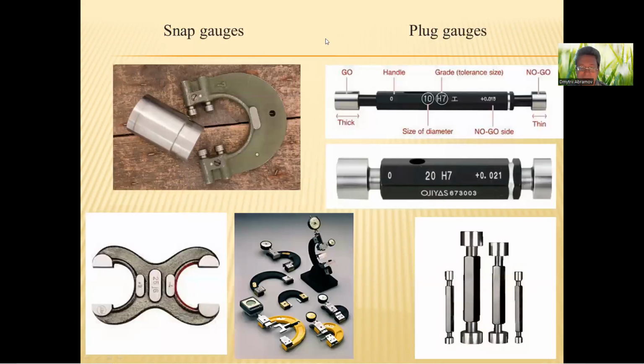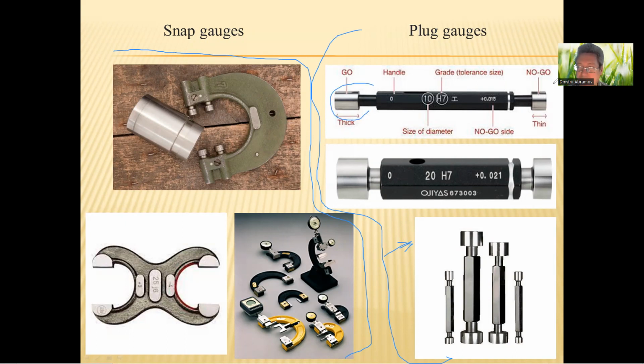And now you can see the different types of gauges in this figure. You can see snap gauges and plug gauges, two types of gauges. If we look at the plug gauge, we can see two sides, go side and no-go side.